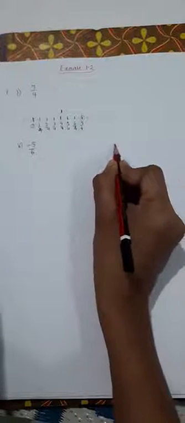So in the first question, the second one is minus 5 by 6. Here I am going to give you the hint. Here it is a negative rational number, so you are moving from right to left and you will make equal distances of 1 by 6 each, till minus 5 by 6. Okay.